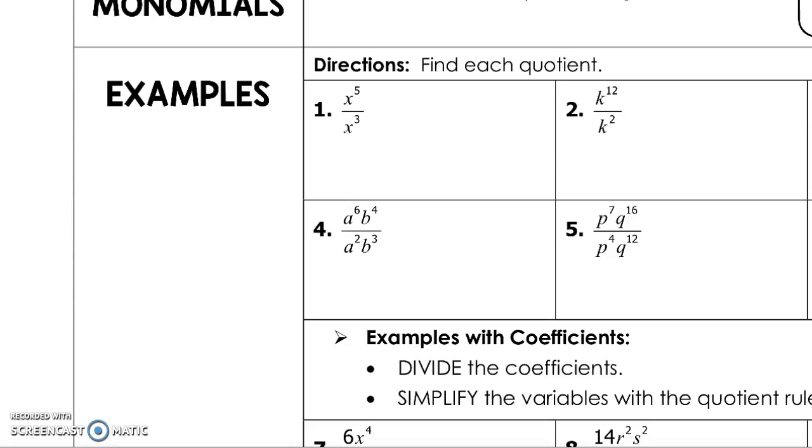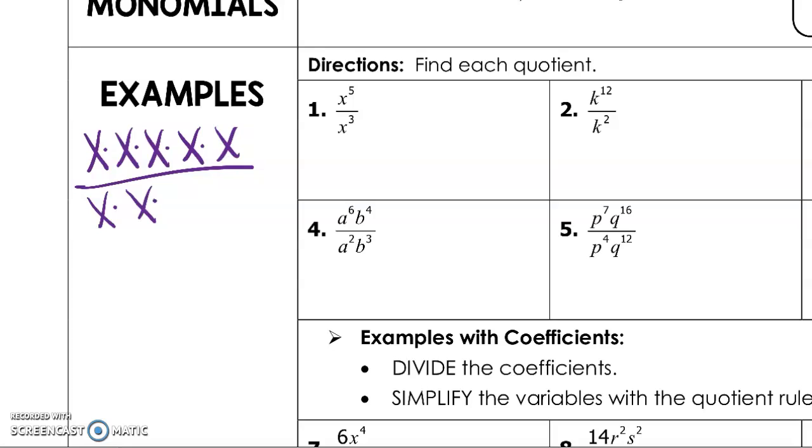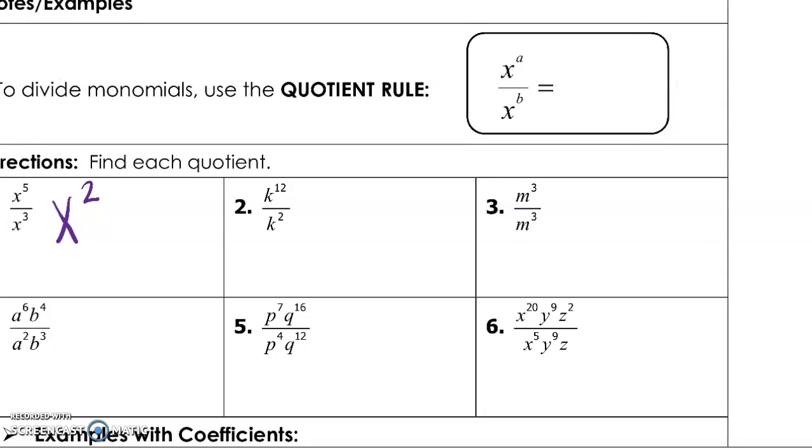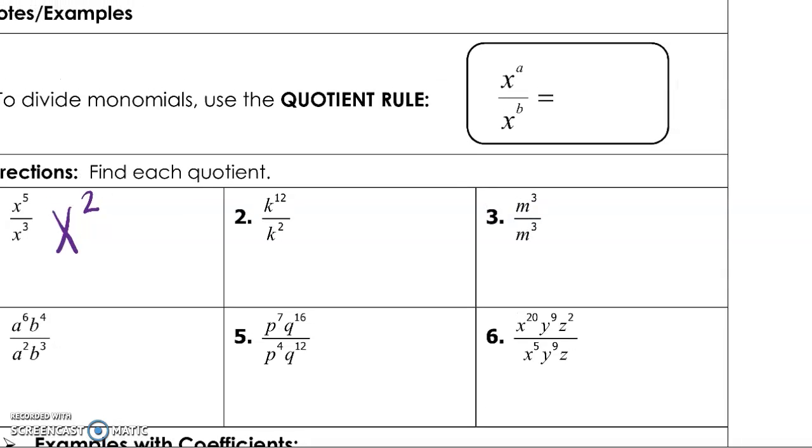So x to the 5th divided by x to the 3rd would look like this. X times x 5 times, and then x to the 3rd would be 3 x's on the bottom. Well, what happens when you divide something by itself is it cancels out to 1. So those would be canceled out and we would be left with x squared. So you're asking yourself, what can you do with the 5 and the 3 in order to get 2? And that answer would be subtract. So our quotient rule, x to the a over x to the b is x to the a minus b. So when you are dividing, you subtract your exponents.